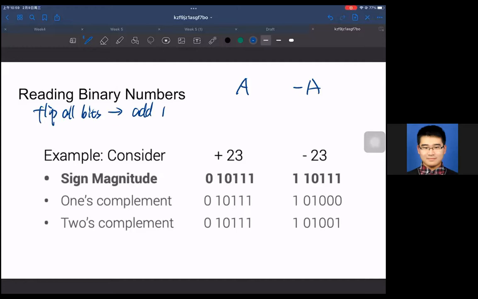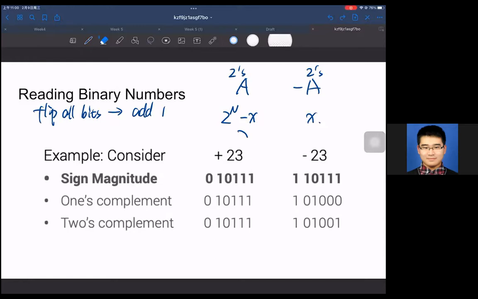The reason behind it, let's say these are all 2's complement. Remember, what's the definition of 2's complement? It is 2 to the n minus x, for x greater than 0. So these two numbers can be represented this way or maybe the opposite, right? It depends on whether A is positive or negative.